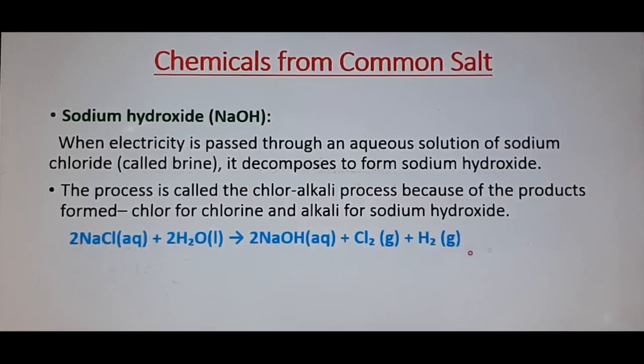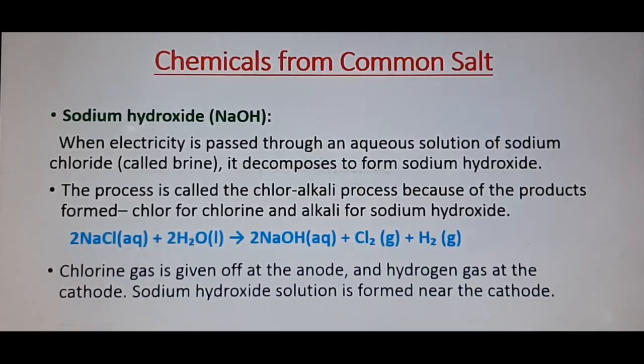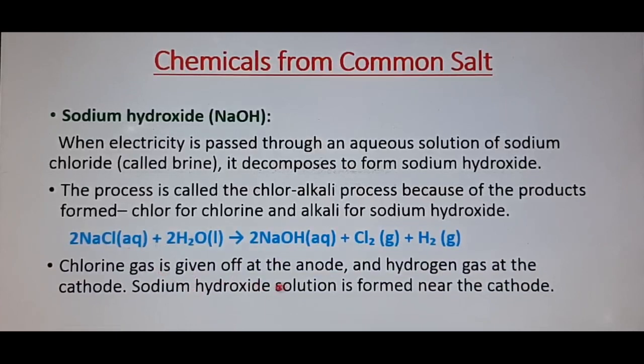So this process is also known as the chlor-alkali process. So in this reaction, chlorine gas is given off at the anode and hydrogen gas will be formed at the cathode, and sodium hydroxide will be formed near the cathode. This you can just remember.